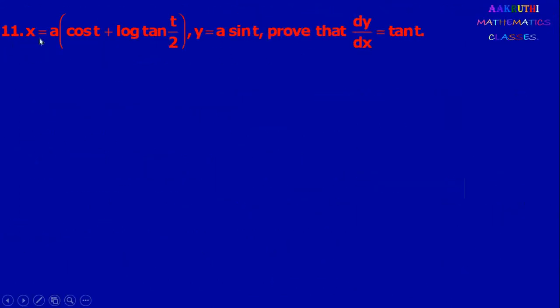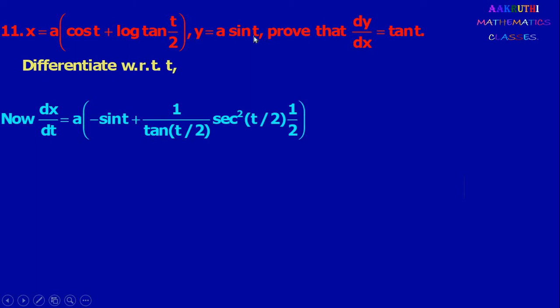Next question. X equal to a into cos t plus log of tan t by 2 and y equal to a sin t. Prove that dy by dx equal to tan t. So you have to prove dy by dx equal to tan t. Here also x and y are expressed in terms of t. So here the parameter is t. You have to differentiate with respect to t. First find dx by dt. Now a is constant. Cos t differentiation is minus sin t.